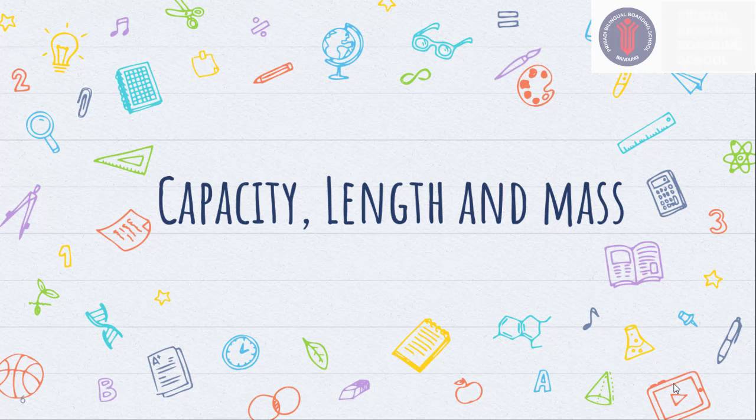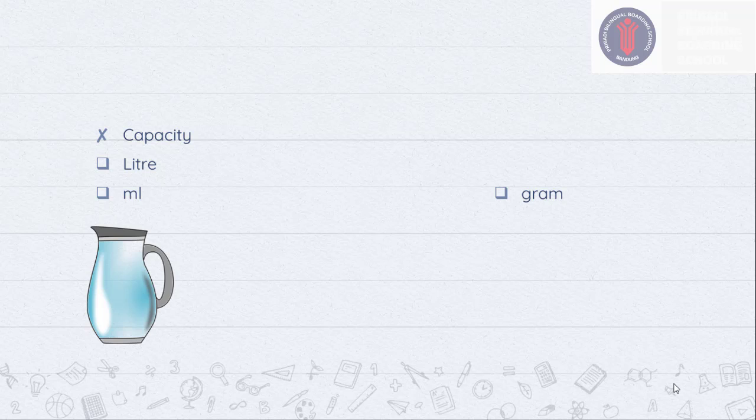So, let's see which one is the correct unit. For example, for capacity, the correct unit is liter or milliliter. Liter is for the bigger liquid, while milliliter is for the smaller one. So for example, we can measure the water in the jug by using milliliters or liters. It depends on how big the container is.